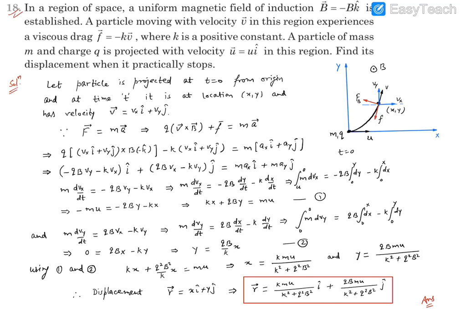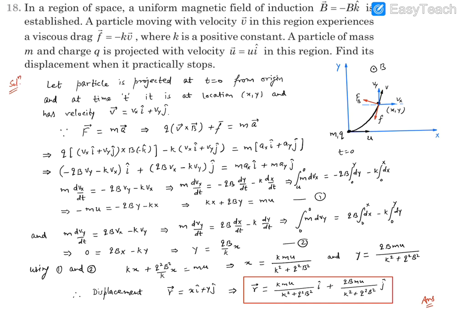Question 18. It reads: in a region of space, a uniform magnetic field of induction B = -B k cap is established. A particle moving with velocity v in this region experiences a viscous drag F = -kv, where k is a positive constant. A particle of mass m and charge q is projected with velocity u, which is u i cap, in this region. We need to find the displacement when this particle practically stops.